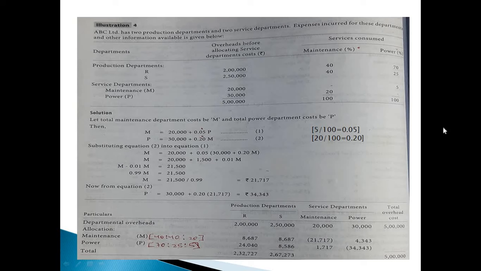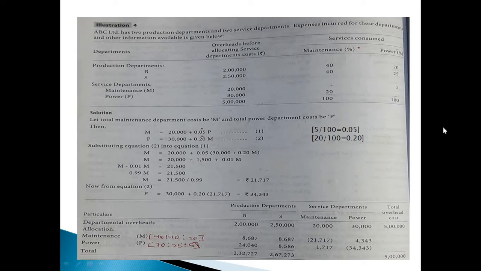Now if you look at the solution, it says let total maintenance department cost be M and total power department cost be P. Then the total overheads for maintenance will be M is equal to 20,000 plus the service which maintenance receives from power, that is 5%, so it will come to 0.05 P. For service department P or power, the total overheads will be 30,000 plus the service received by power from maintenance, that is 20% or 0.20 M. Now you substitute equation 2 in equation 1.